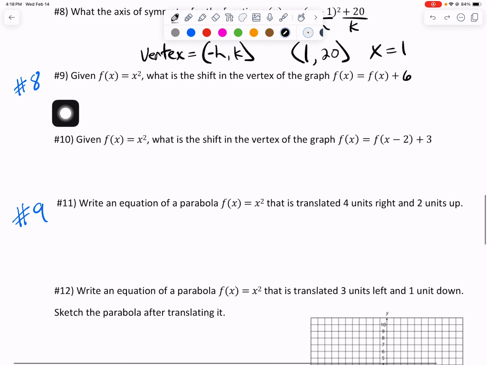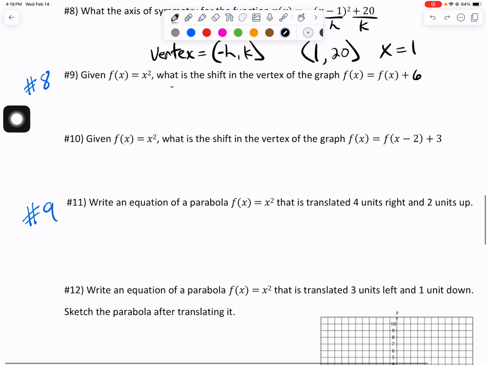For number 9, or what could be number 8 on yours if you're with Mr. Richards on this quiz, given f of x equals x squared, what is the shift in the vertex of the graph of f of x equals f of x plus 6?